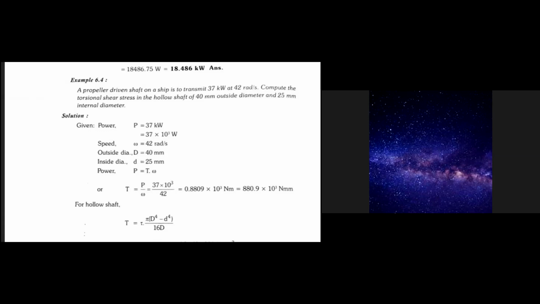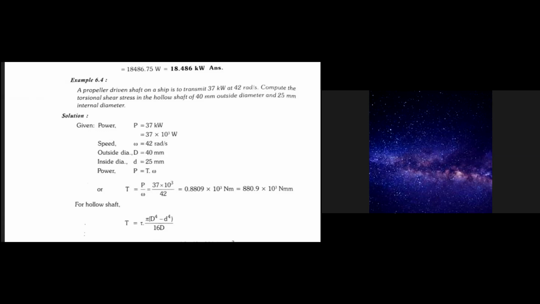And here the shaft is a hollow shaft. Now outside diameter capital D is 40 mm, inside diameter small d is equal to 25 mm. And we know the power equals torque into angular speed. So torque is equal to power by angular speed. Just substitute the given values. Power equal to 37 into 1000 by 42. We'll get torque value as 880.9 into 10 cube Newton mm.